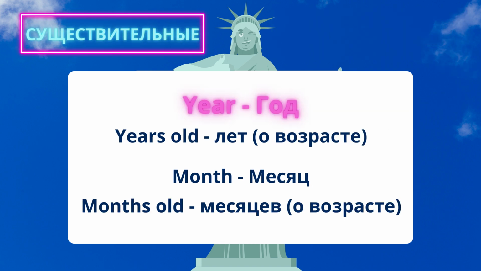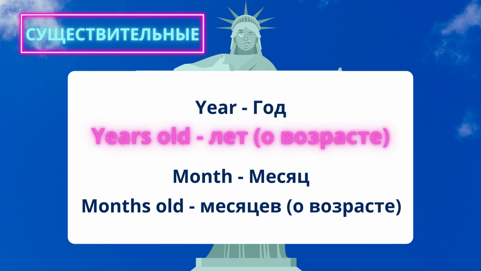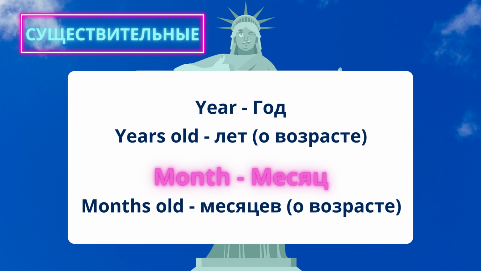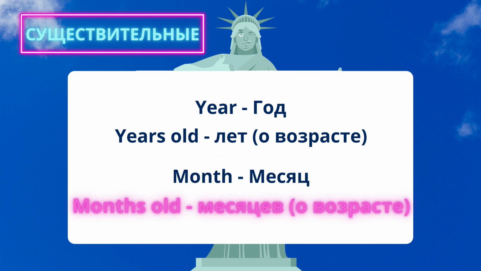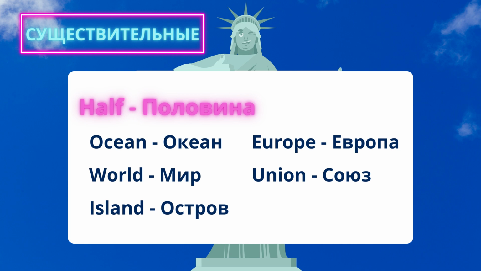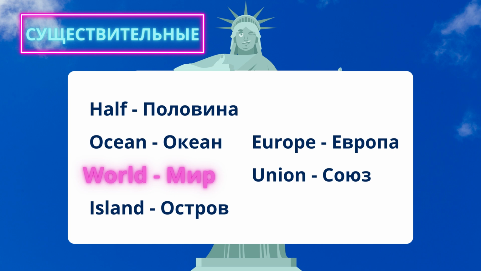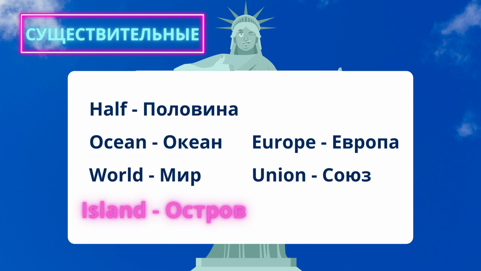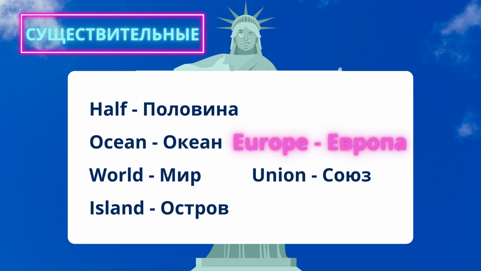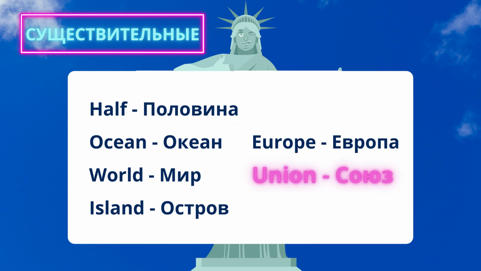Существительные. year, год, years old, лет, о возрасте, month, месяц, months old, месяцев, о возрасте, half, половина, ocean, океан, world, мир, island, остров, Europe, Европа, union, союз.